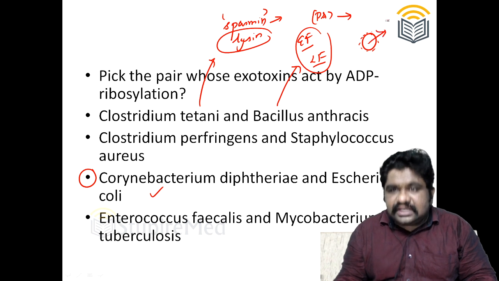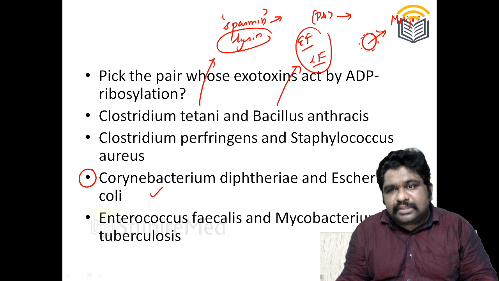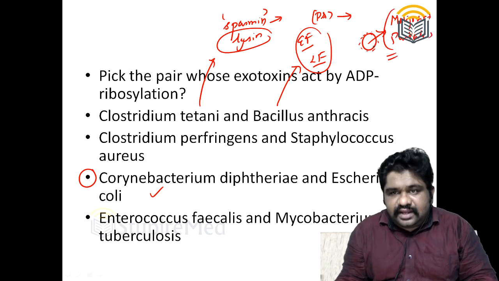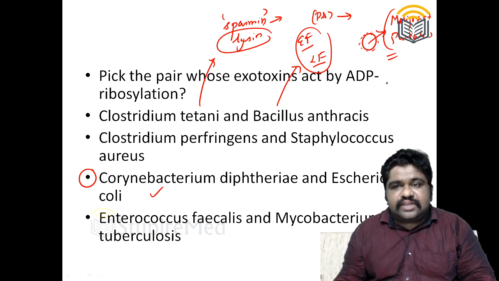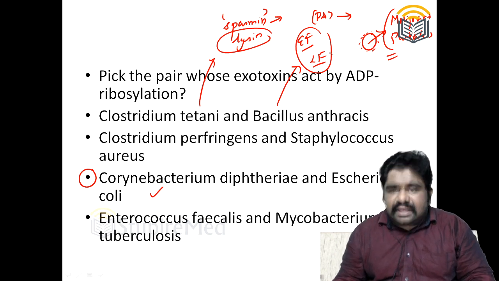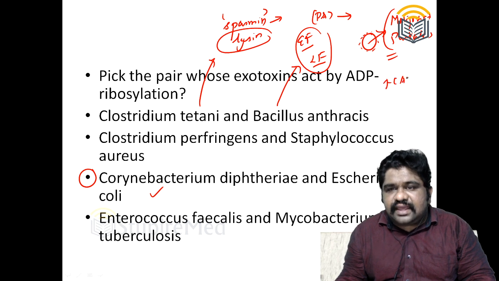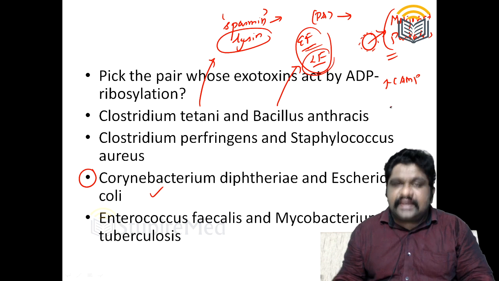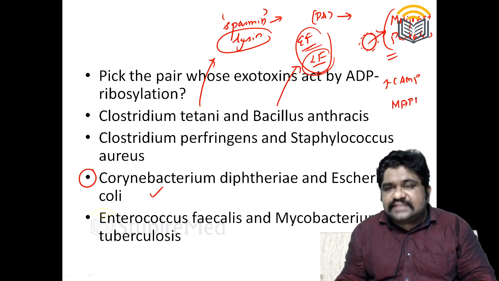It can cause a particular lesion called malignant pustule. It is a black necrotic area with a rim of edema, and this can also be referred to as an eschar. And the mechanism is by activation of cyclic AMP in the case of edema factor, and in the case of lethal factor, it is by inhibition of MAP kinase.